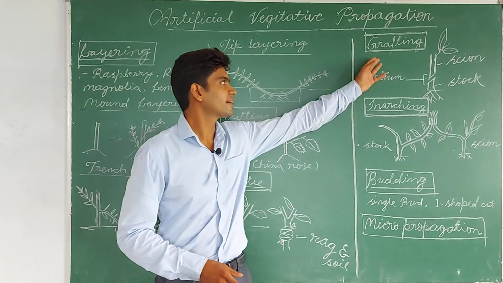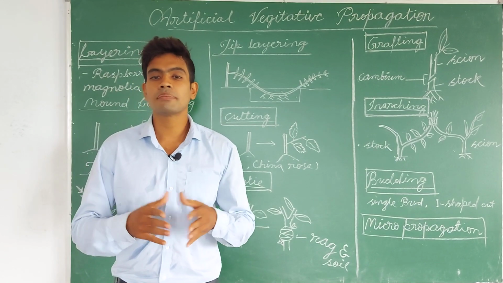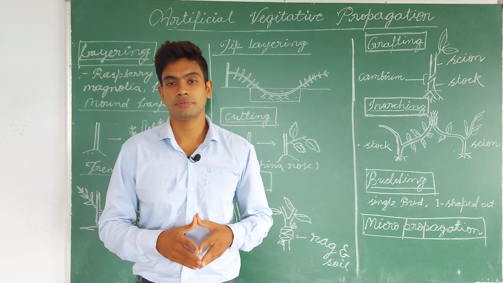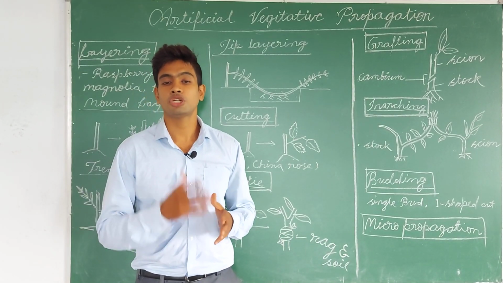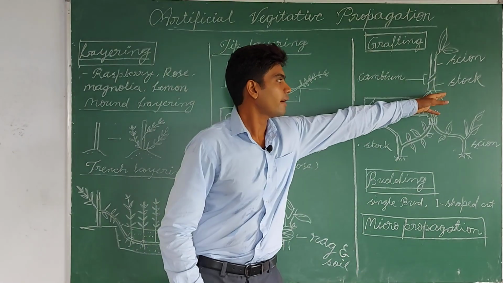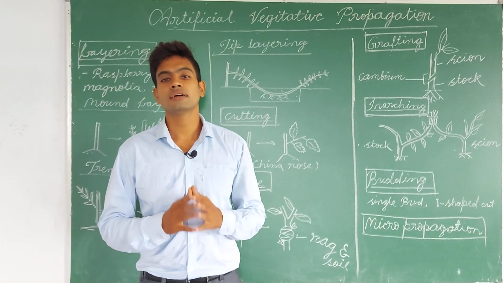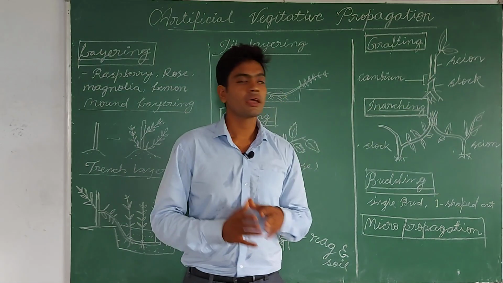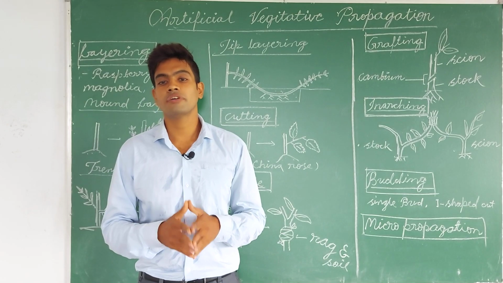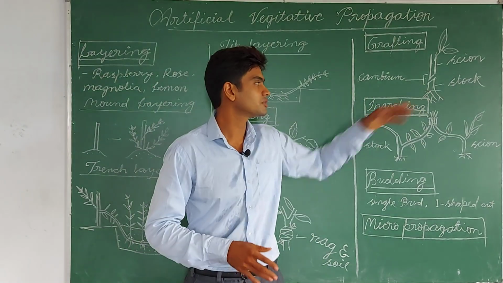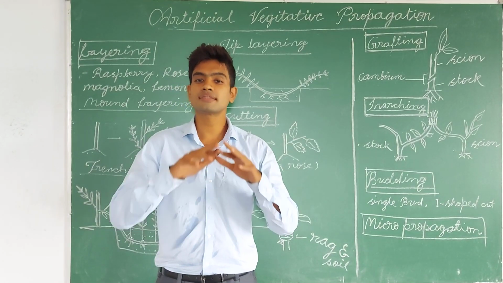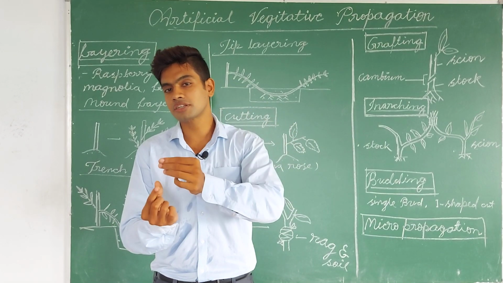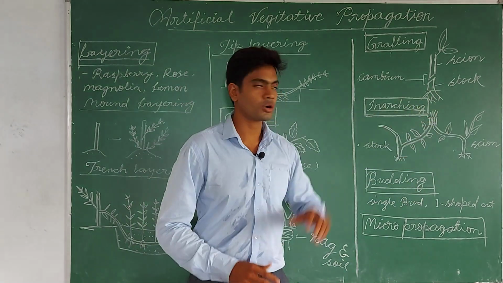Now the next type is grafting. Grafting is making a twig or bud of one plant grow on the trunk and root system of another plant. To fully understand grafting, we have to understand two terms, which are the scion and the stock. The twig or bud which is detached from one plant is called the scion, and the trunk system and root of another plant on which it is fixed is called the stock. So the scion is the part which is cut from a plant, and the plant where it is fixed is called the stock.